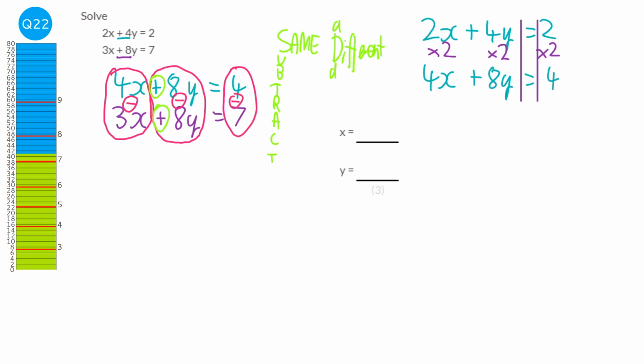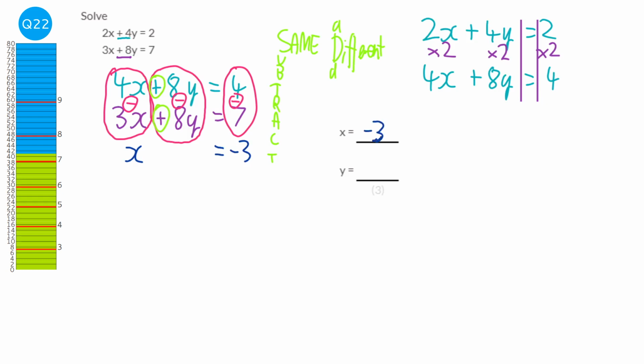And so we're going to have 4x take away 3x, which is just x, 8y minus plus, which is just minus, so 8y minus 8y, which is 0, which was good. So that's the whole point, is to get rid of those y's. And we've got 4 take away 7, which is minus 3. So x is minus 3.